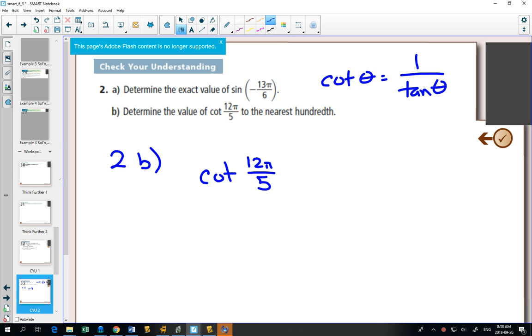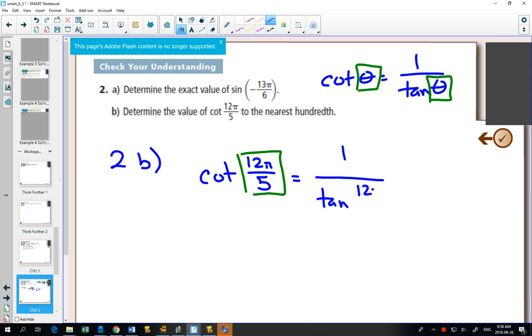And the key thing here to notice is this angle theta is the same. So sometimes with reciprocals, we get used to flipping things, and then we have a fraction inside. That fraction, that's the angle. And when you do tan, that angle has to stay the same.